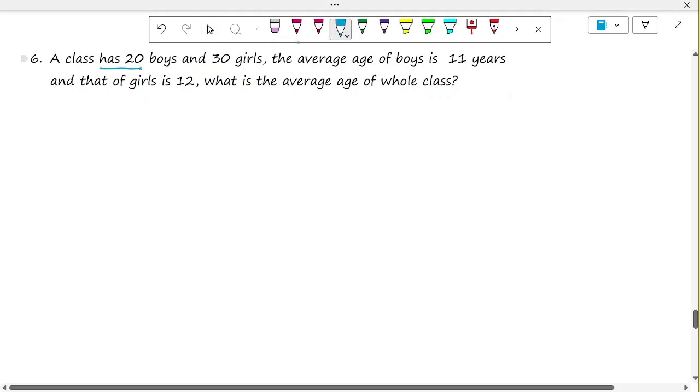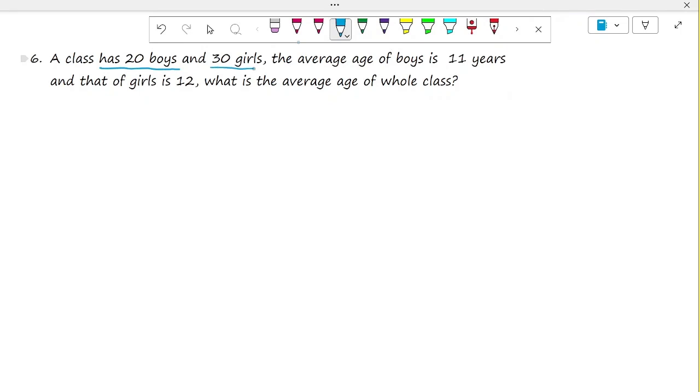A class has 20 boys and 30 girls. The average age of boys is 10 years. Okay. And that of girls is 12. What is the average age of the whole class? The question is very simple. Just try to understand what is given and what is asked.